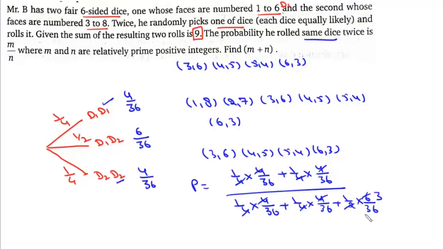So this probability will actually be 2 by 5. And that's the value of m and n. Now we need to find the value of m plus n. So this m plus n will be simply 7, and that is the answer to this question.